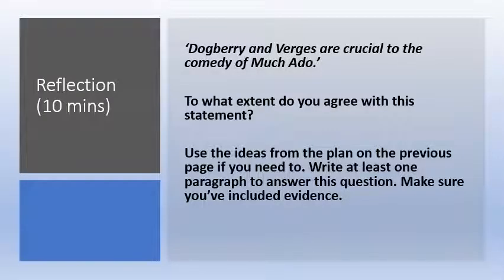Here is the task that I want you to upload onto Classcharts for me, please. Year 9. Dogberry and Verges are crucial to the comedy of Much Ado. To what extent do you agree with this statement? So the first thing you always start off with is an evaluative statement. You know, I partially agree or I partially disagree. Use the ideas from the plan on the previous page if you need to. Well, I would use them. Write at least 1 paragraph to answer this question. Make sure you've included evidence. And that's the piece of work I want you to upload onto Classcharts, please, Year 9.